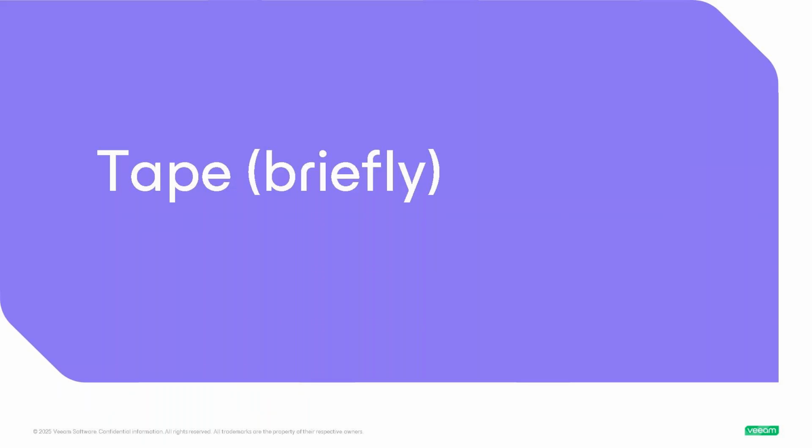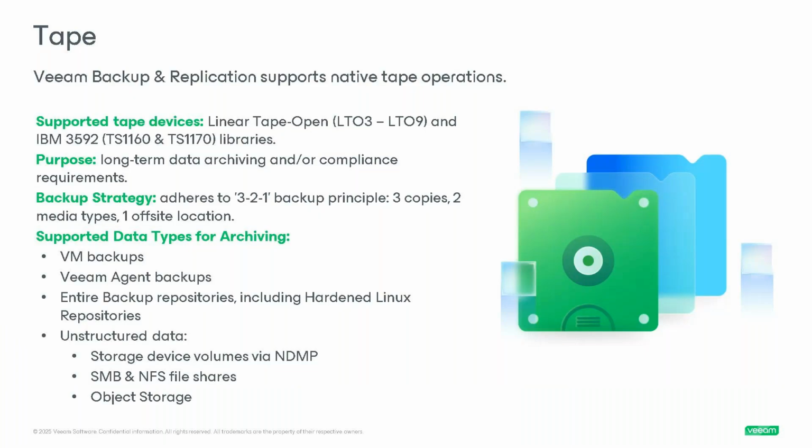So tape we will discuss briefly. All right. So tape is, whether we like it or not, still relevant, it seems. Supported tape devices are LTO 3 through 9, preferably closer to 9, and IBM 3592, TS1160, and TS1170 libraries. Essentially, any tape library that has a Windows driver that Veeam can communicate through, you can add as a Veeam tape server. So the purpose is cost, or long-term data archiving and or compliance requirements.